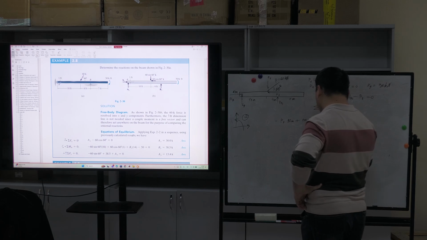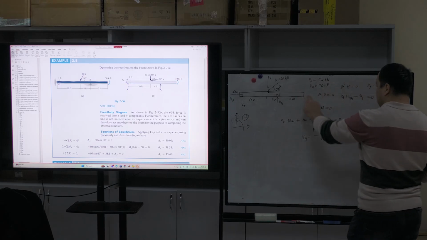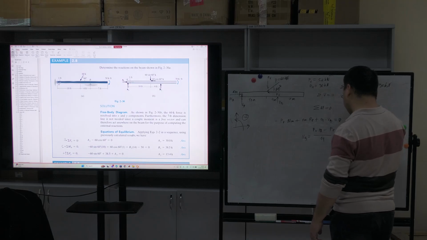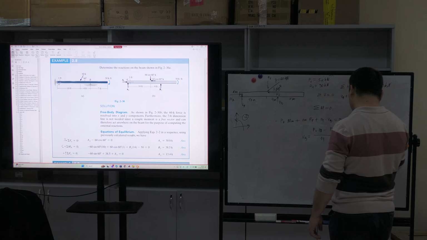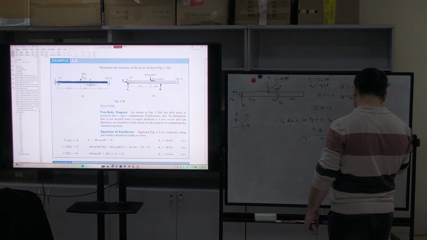VB is equal to, very simple, PV times 10 minus PH, divided by 14. I do not add this force. PV is equal to 52 kilonewtons minus PH 30, divided by what?